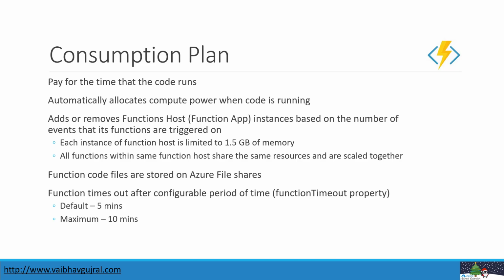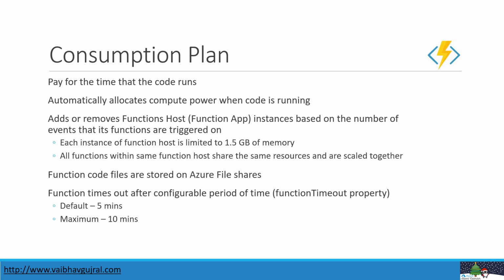Let's talk more about consumption plan. As I was saying earlier, under consumption plan, you pay for the time that your code runs. Under consumption plan, Azure automatically allocates compute power when the code is running. It adds or removes function host instances based on the number of events that its functions are triggered on. Each instance of function host is limited to 1.5 gigabytes of memory. All functions within the same function host share the same resources and are scaled together.